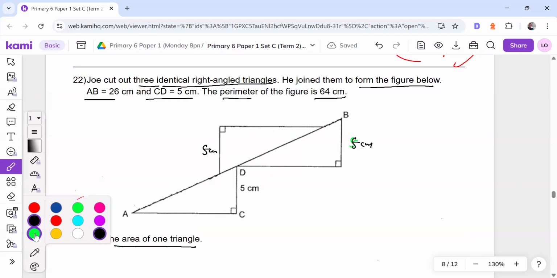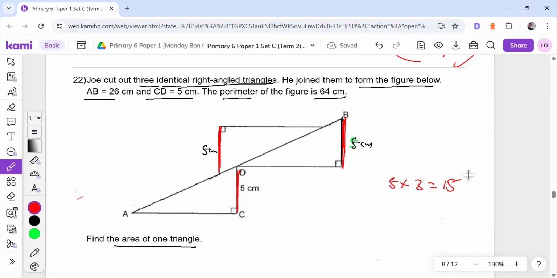I'm going to show you the perimeter. For example, let's use a red color. This is 5, this is 5, this is 5, 5, 5, 5. So 5 times 3 is 15. Then this one, the base, I don't know. Never mind, we just leave it alone.